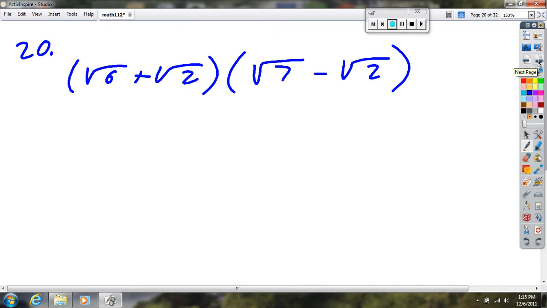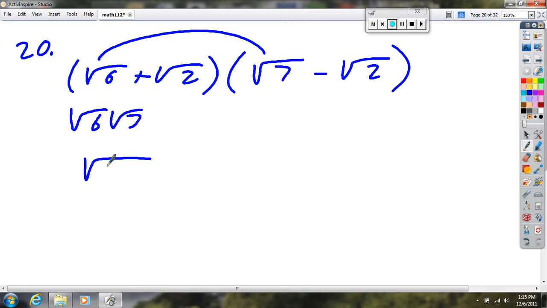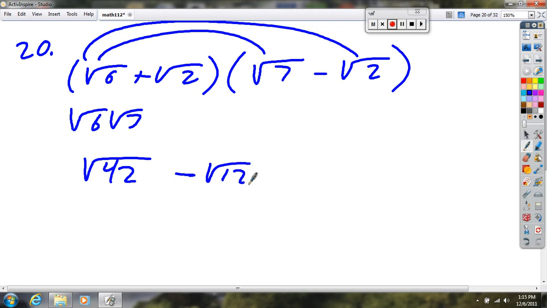Number 20, same thing. We're going to multiply the square root of 6 times the square root of 7. Again, you can do, what is the square root of 6 times the square root of 7? It's the square root of 42. Then take the square root of 6 times the square root of 2. It's a negative. What's the square root of 6 times the square root of 2? Square root of 12. Now take square root of 2 times the square root of 7. That's positive square root of 14.